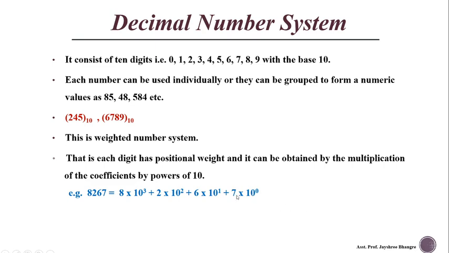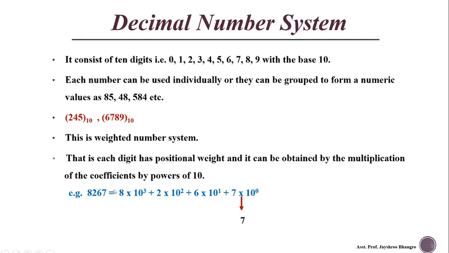The positional weight of 7: as this is the unit place digit, we multiply it by the base of this number system, 10, raised to a power. So we multiply 7 into 10 raised to 0, and we know that anything raised to 0 is 1. So we multiply this number with 1 and we get the value 7 for the unit place digit. This is the positional weight of this digit.